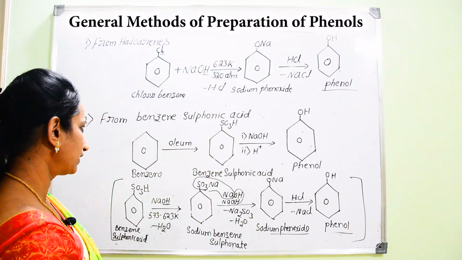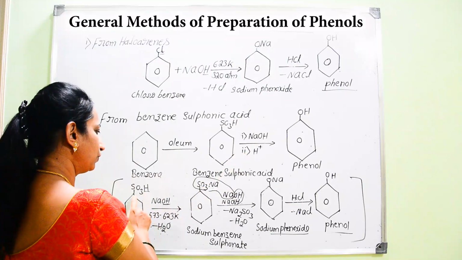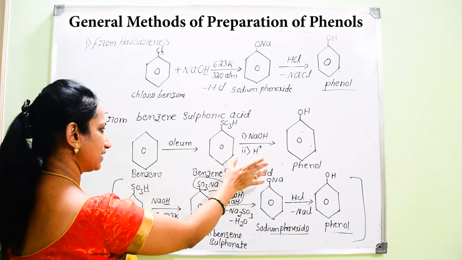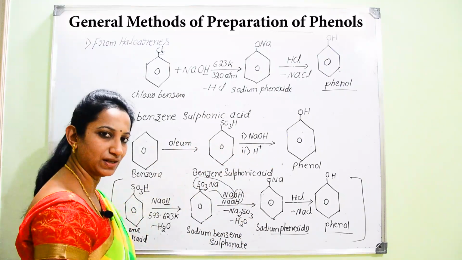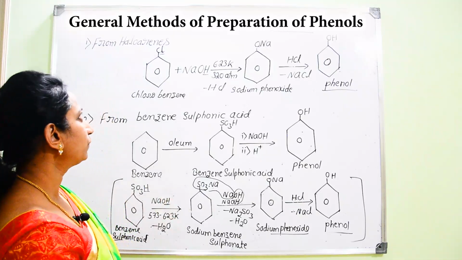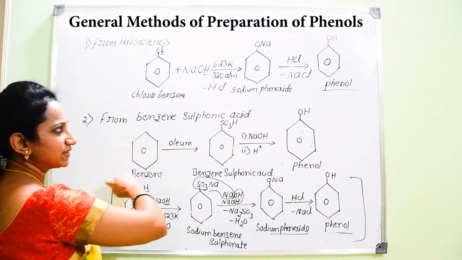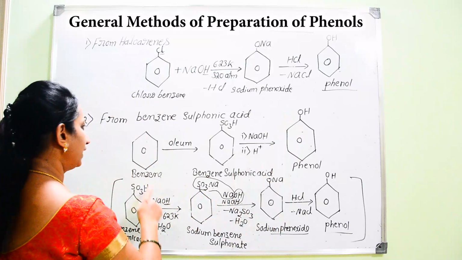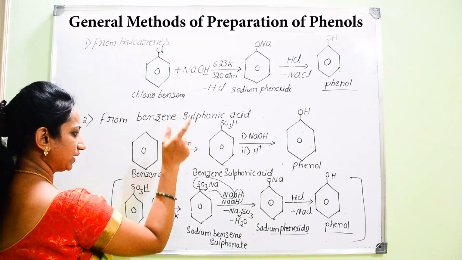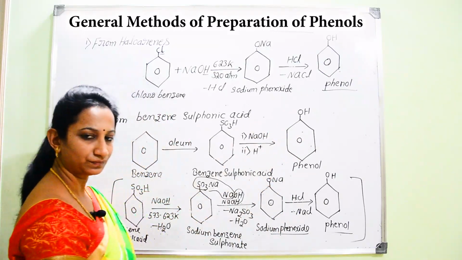So if they ask for the conversion of benzene to phenol, you need not write all these steps. You can just write these two steps. It is more than sufficient. That is how we can convert chlorobenzene into phenol and benzene sulfonic acid into phenol.